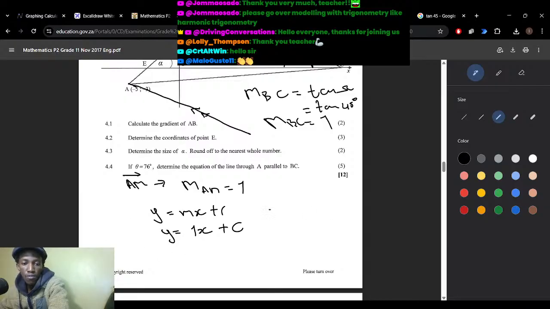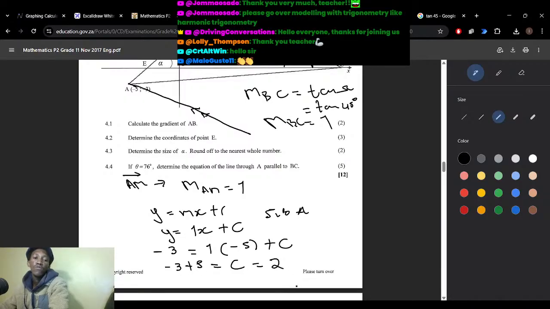So substituting A, it's minus 3 equals 1 times minus 5 plus c. So minus 3, take minus 5 to the other side, it turns to plus 5. c, which is minus 3 plus 5, is equal to 2.